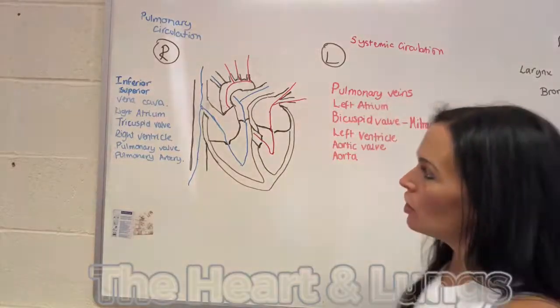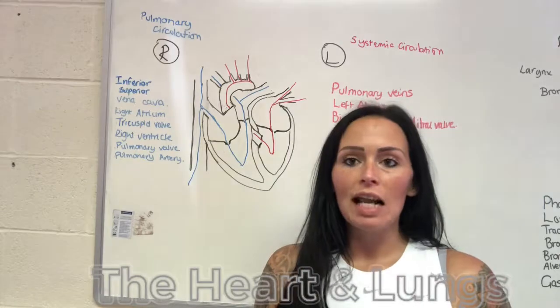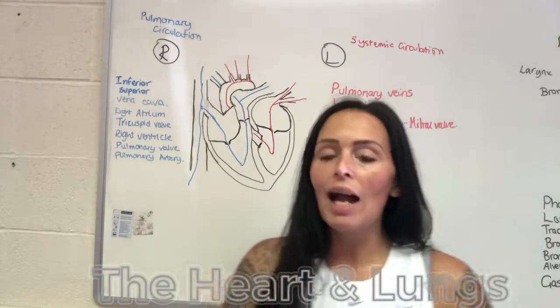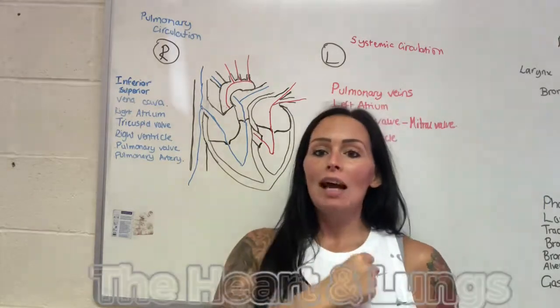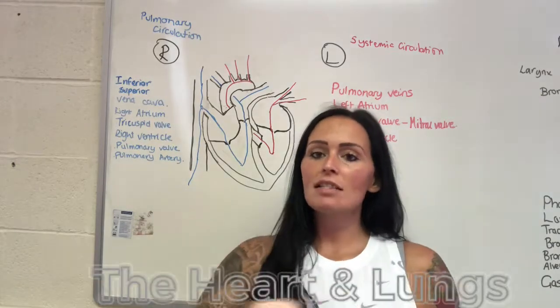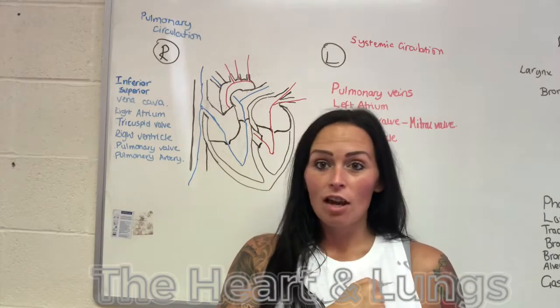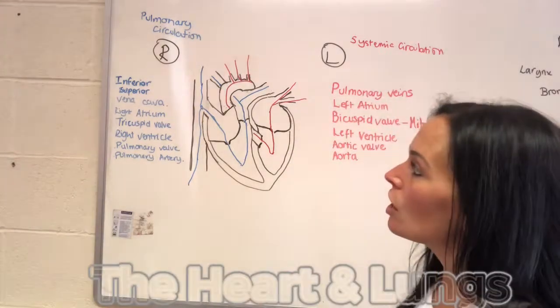Okay, so first of all, the heart is a muscle. It's about the size of a clenched fist, and it sits to the left side of your thoracic region. So if you make a fist slightly to the left, this is about where your heart is. That's where it's positioned.